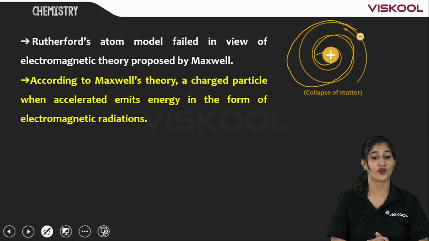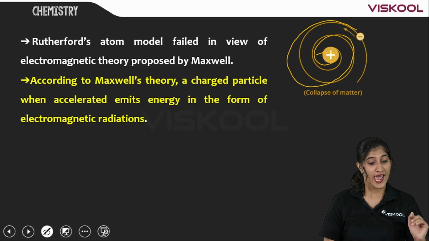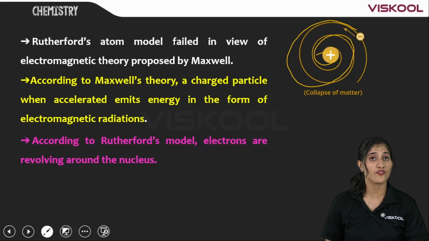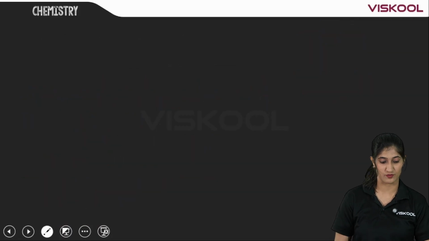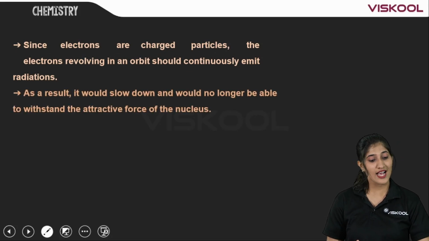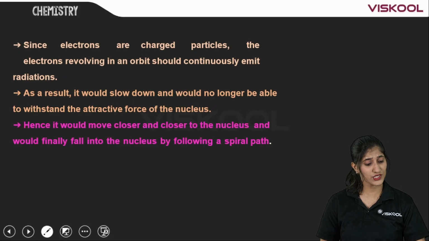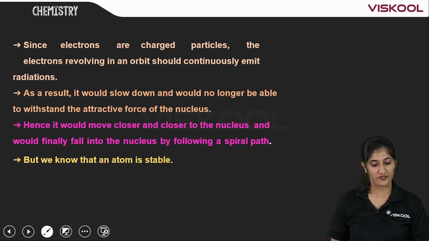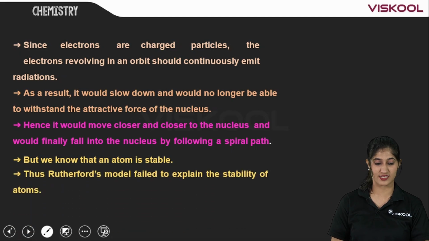Rutherford's atom model failed in the view of the electromagnetic theory proposed by Maxwell. According to Maxwell's theory, a charged particle when accelerated emits energy in the form of electromagnetic radiation. According to Rutherford's model, electrons are revolving around the nucleus. This means that electrons would be in a state of acceleration all the time. Since electrons are charged particles, electrons revolving in an orbit should continuously emit radiation. As a result, it would slow down and would no longer be able to withstand the attractive force of the nucleus. Hence, it would move closer and closer to the nucleus and would finally fall into the nucleus by following a spiral path. But we know that the atom is stable, so he could not account for this. Thus, Rutherford's model failed to explain the stability of the atom.